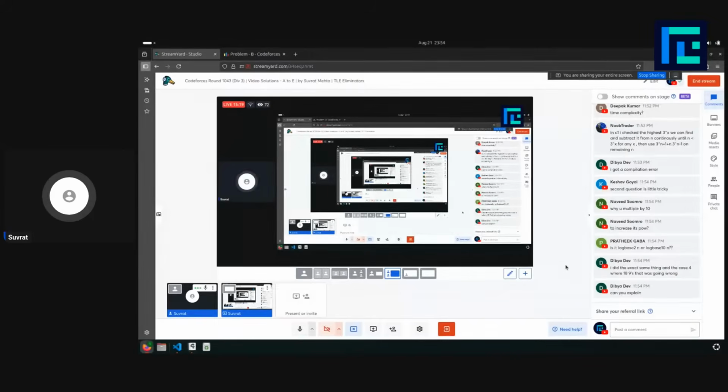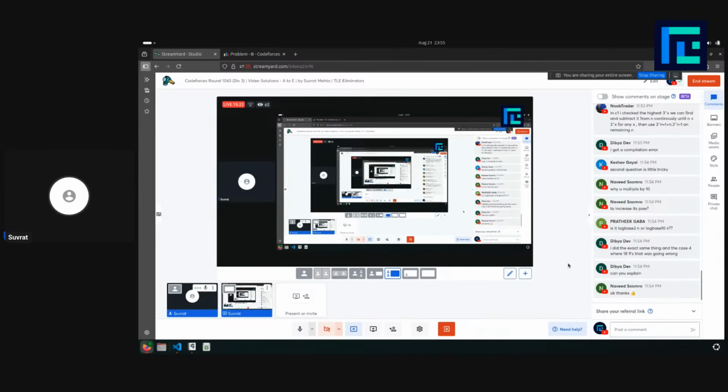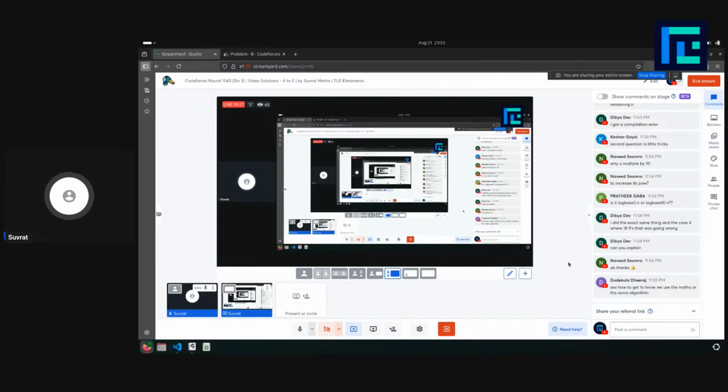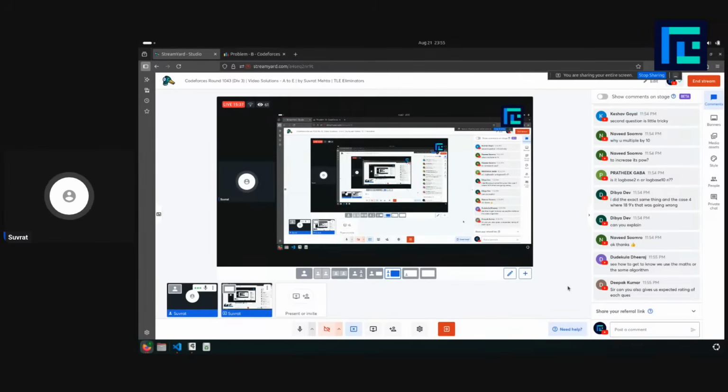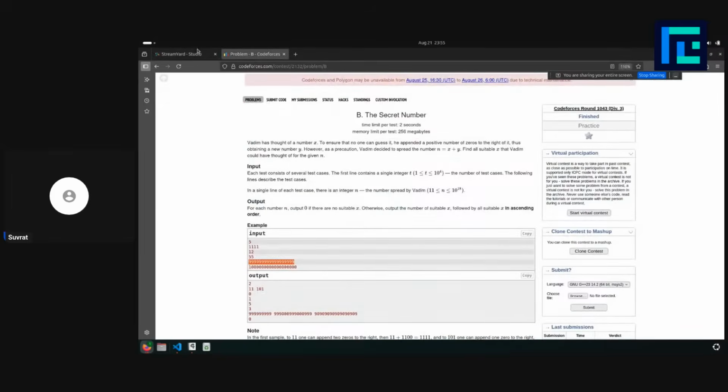I did the exact same thing, and the case for 18 nines was going wrong. You might have a problem of overflow. You might have a problem of overflow if you did the exact same thing and you're getting wrong at the fourth test case. Expected rating of this question would be, I think, 900.